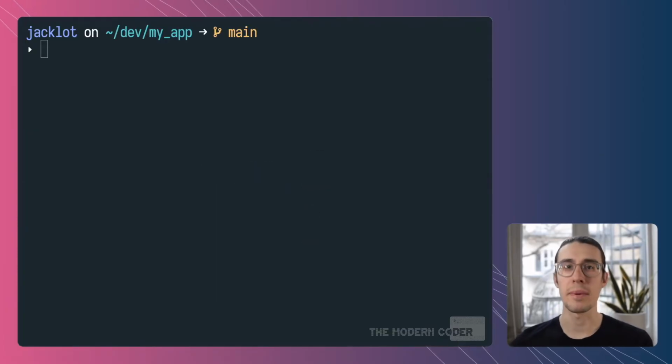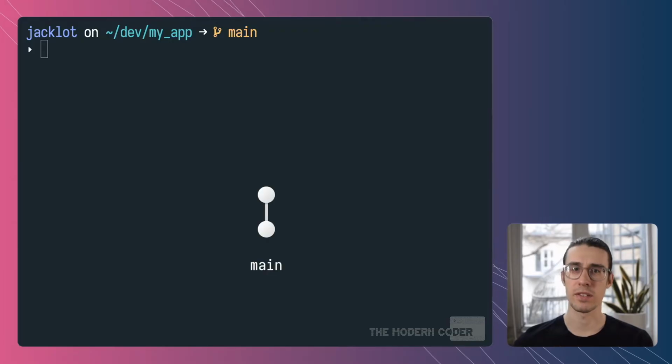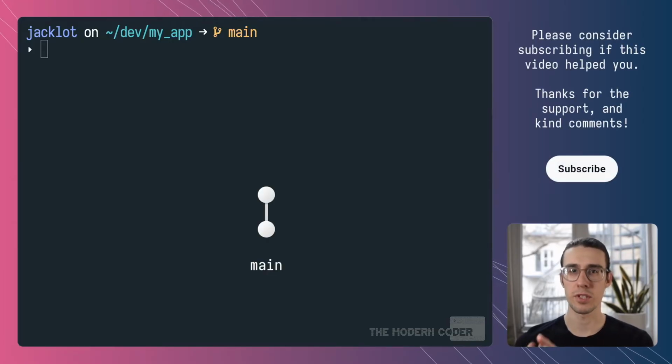So let's say I'm working on a web application. I have a repository checked out that looks like this. And as you can see, it's pretty simple. I just have one branch, which is my mainline branch. And on that branch, there are just 2 commits.